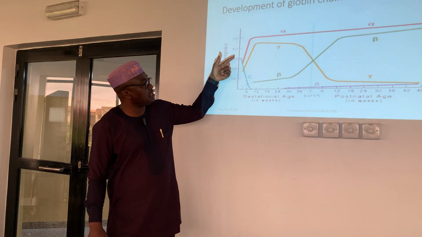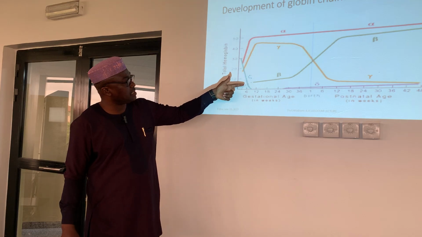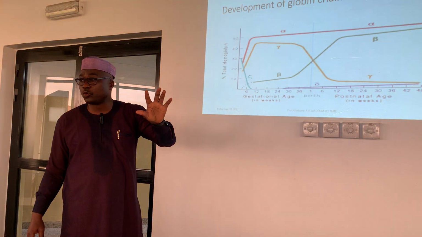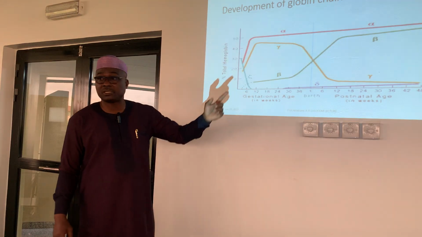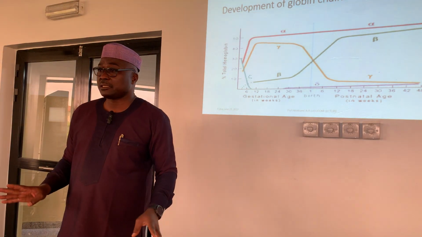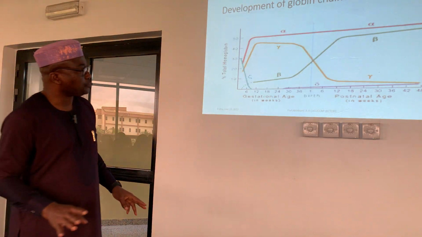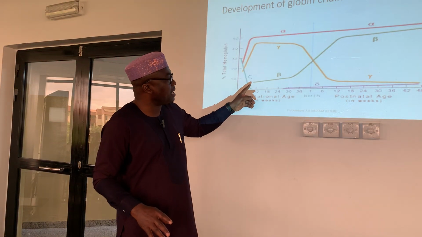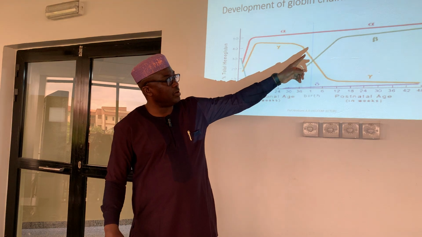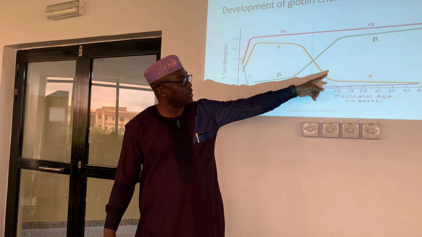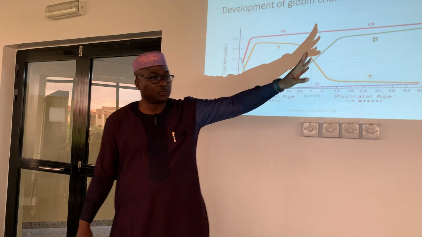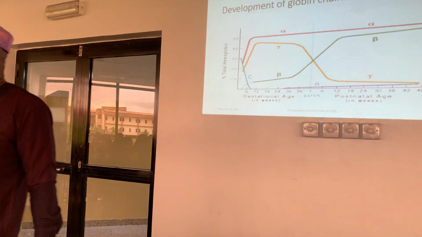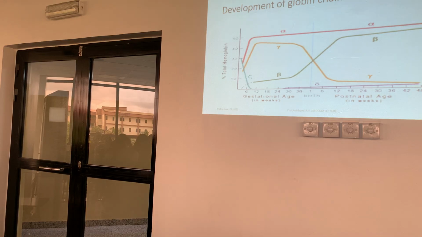Okay, so this is the zeta. You can see zeta drops. It's an embryonic hemoglobin, so by 10 weeks of pregnancy, it has disappeared completely. So don't forget, the beta rises gradually until delivery. So what's the combination in hemoglobin A1? I want you to remind me again. Alpha 2, beta 2. Hemoglobin A2.